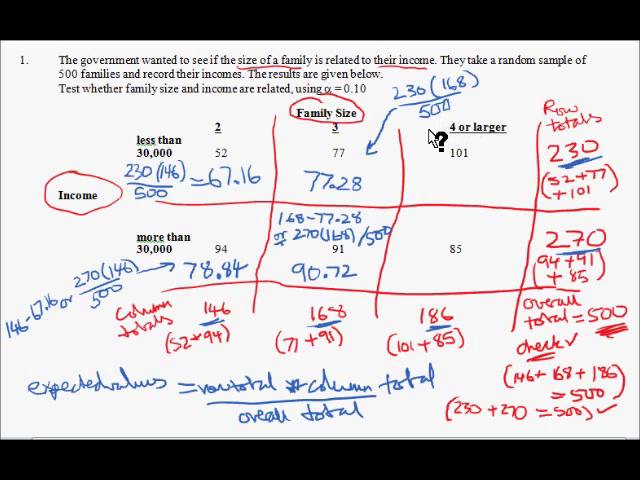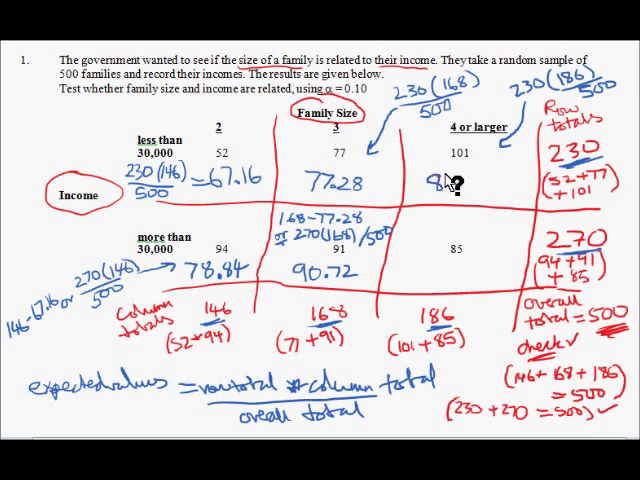So now here, where I observed 101, I have two ways to get it. I'll just do one of the ways here. I can either do the regular way, which is take the first row, 230, but now it's in the third column, so that's times 186. Divide by 500. Or I could take 230 minus 67.16 minus 77.28. Either way works here. And that gives us 85.56.